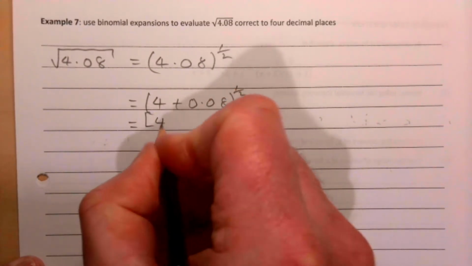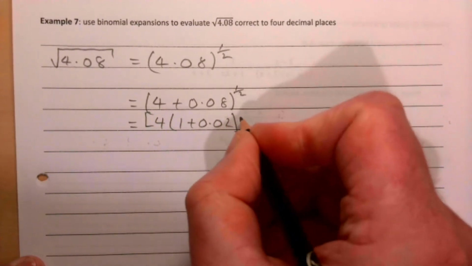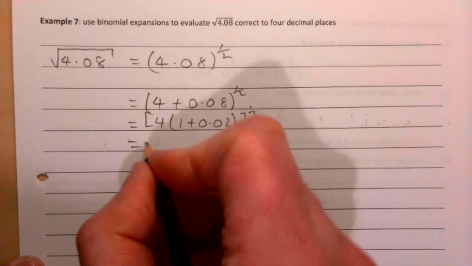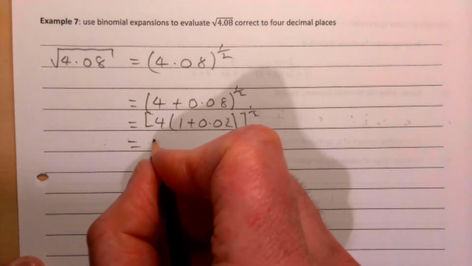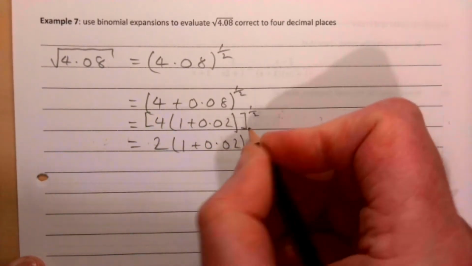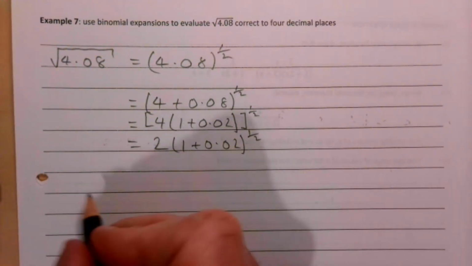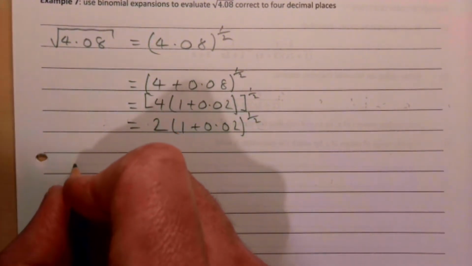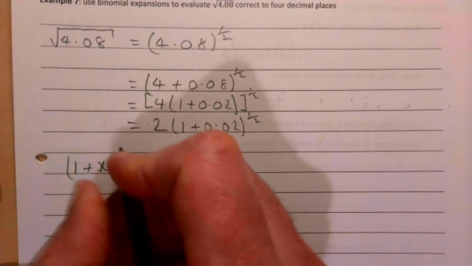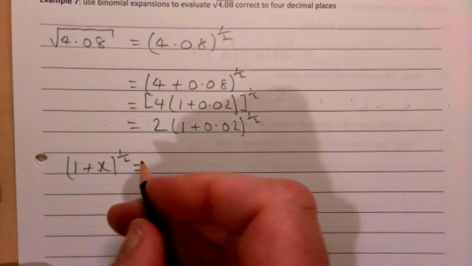So 4, 1 plus 0.02 all to the power of a half. So 4 to the power of a half is of course 2, and then 1 plus 0.02 to the power of a half. So we're going to expand out 1 plus x to the power of a half. I think we probably did it maybe in our example 1. So anytime we see an x, it's just an x. Anytime we see an n, it's a half.